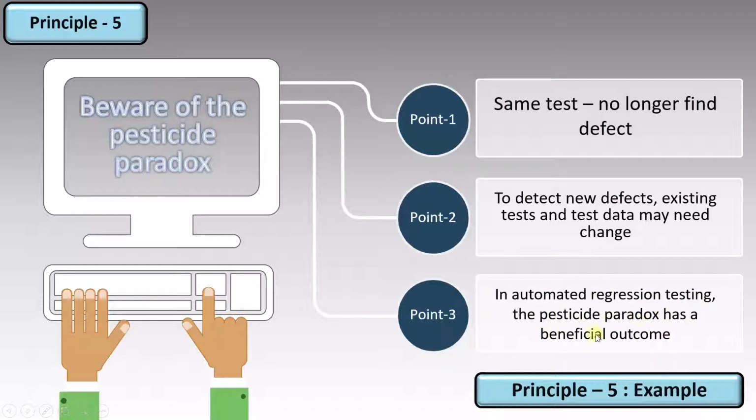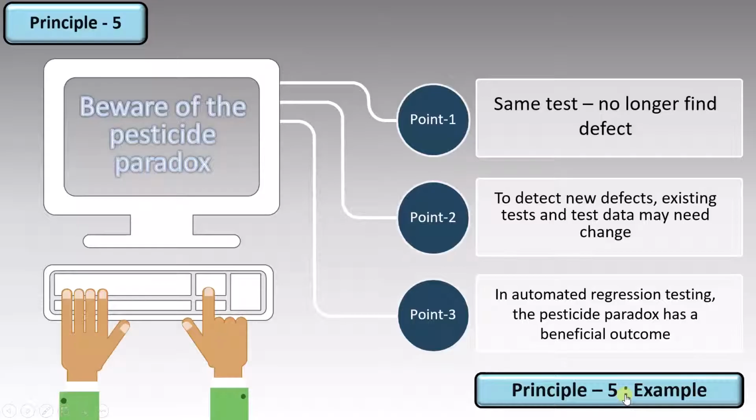When you run automated testing, you are actually running scripts. So, if you run the same script, it is highly unlikely that you will find new defects. But if you update your script, add new values to it, or new test cases to it, then there is a possibility of discovering new defects. So, this paradox is very beneficial when you're performing automated testing.